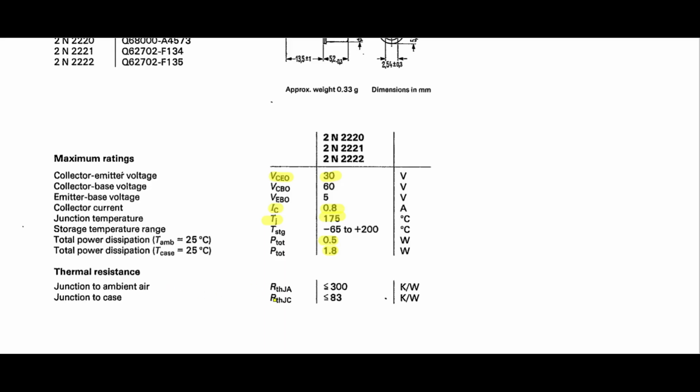Thermal resistances. So junction to ambient, if you are not using any heat sink, just plain TO18 package, junction to ambient is around 300 degree Kelvin per watt. Junction to case, if you are talking only junction to case, you could use a heat sink which fits onto the TO18 case. Junction to case is 83 degree Kelvin per watt.